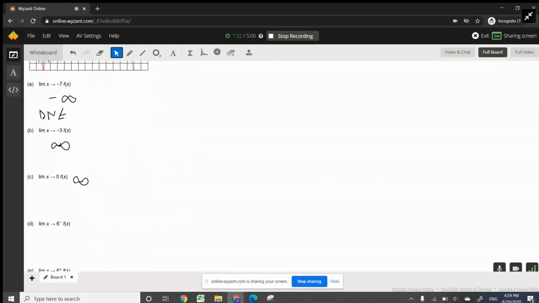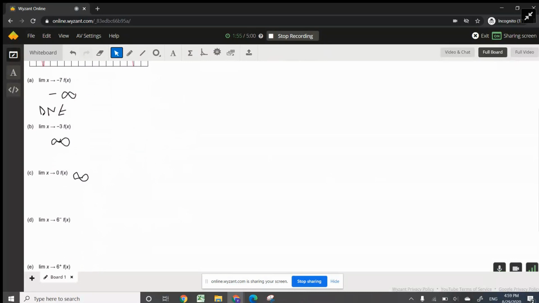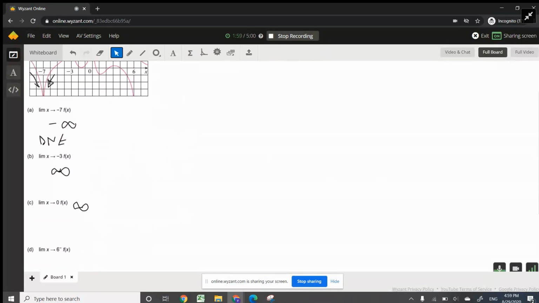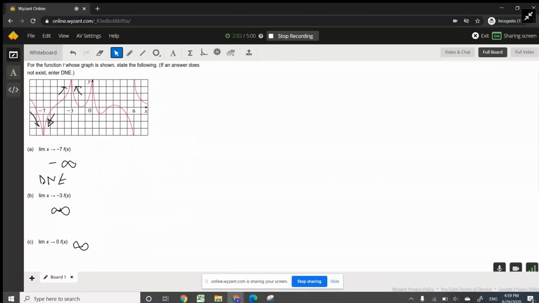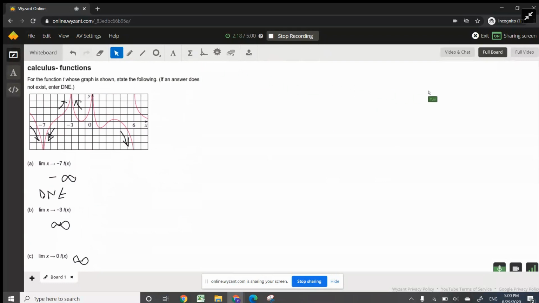Right, and part D, as x approaches 6 from the minus side. So from the left side, let's take a look. When the function approaches 6 from this side, it looks like it's tending toward negative infinity. So part D, that should be negative infinity.